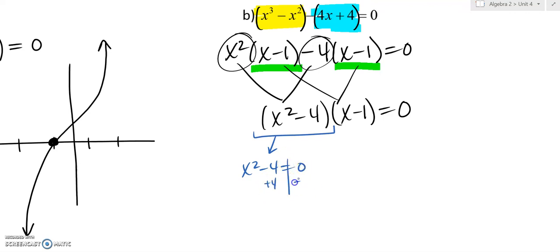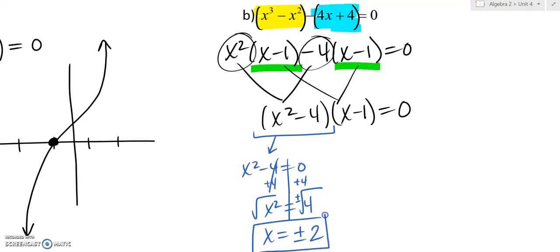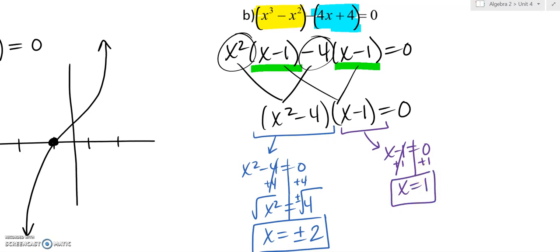I'm solving for x. I get that x squared is equal to 4. Oops, let me rewrite that. X squared is equal to 4. I'm going to have to square root both sides. I need to put in my plus or minus. I get that x equals plus or minus 2. The square root of 4 is 2. Then the other piece, I take it, I set it equal to 0. I get x minus 1 is equal to 0. I add 1 to both sides, and I get that x is equal to 1.